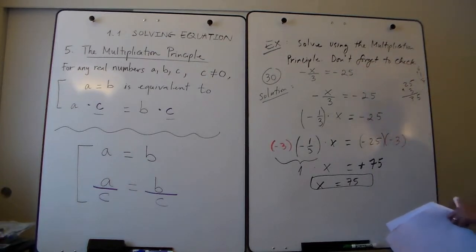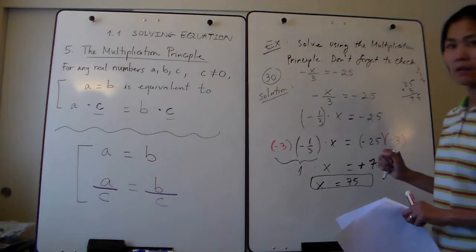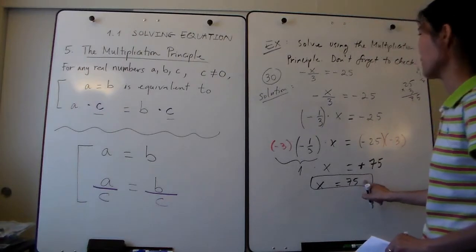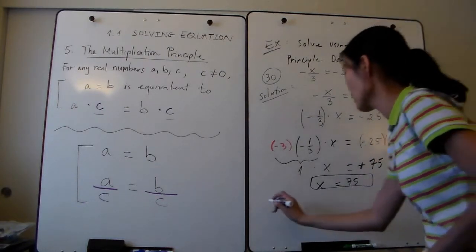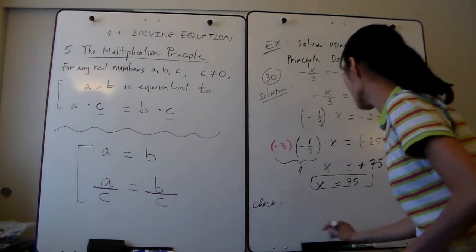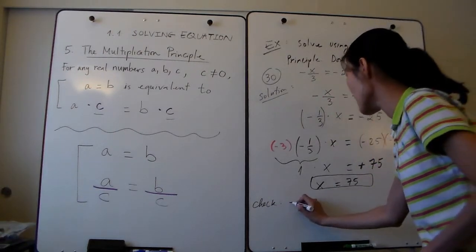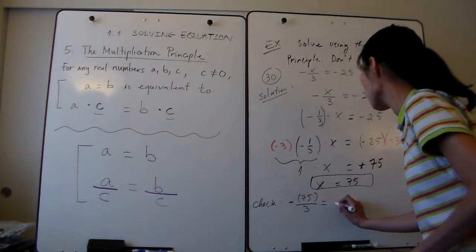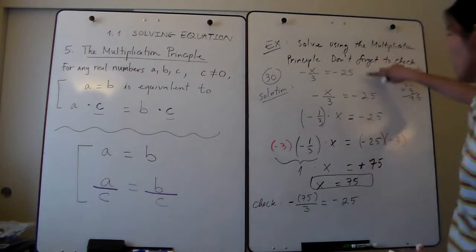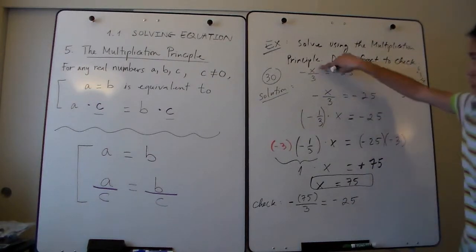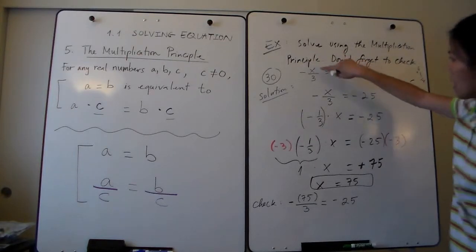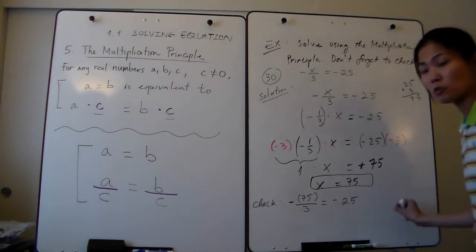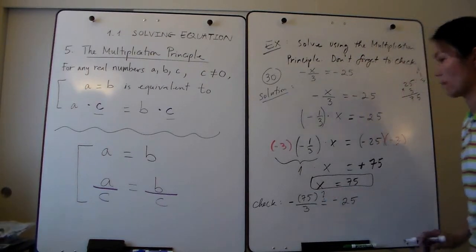Again, how do we know this answer is correct? We can check. Using the same procedure, you substitute this value into the original equation. So I put check right here. We substitute 75 into the original equation: negative 75 divided by 3 equal to negative 25. Do you see that 75 goes here, replacing x? Now after I substitute that, I don't know if this equation is still true, so I have to put a question mark here.